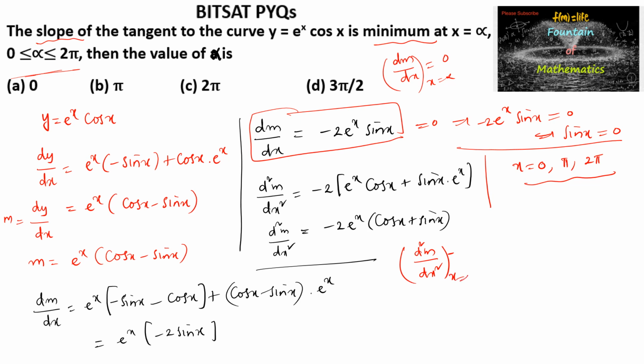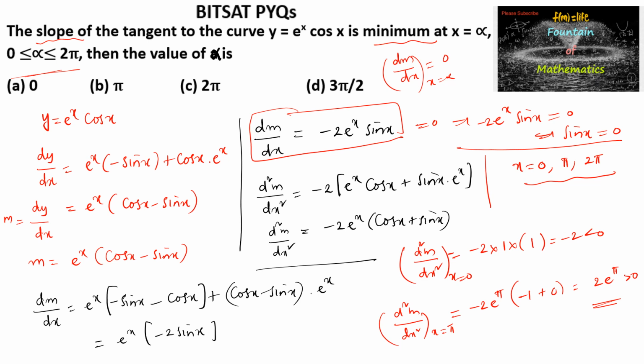So let us check for x is equal to 0. So we get minus 2 into e power 0 is 1 and cos 0 is 1 and sin 0 is 0, which is negative. And d square m by dx square for x is equal to pi, we can say minus 2 e to the power pi into cos pi is negative 1 and sin pi is 0. So negative of negative, plus 2 e to the power pi, which is positive. So we can say for x is equal to pi, the given function is having minimum. So we can say the answer is pi, option B.